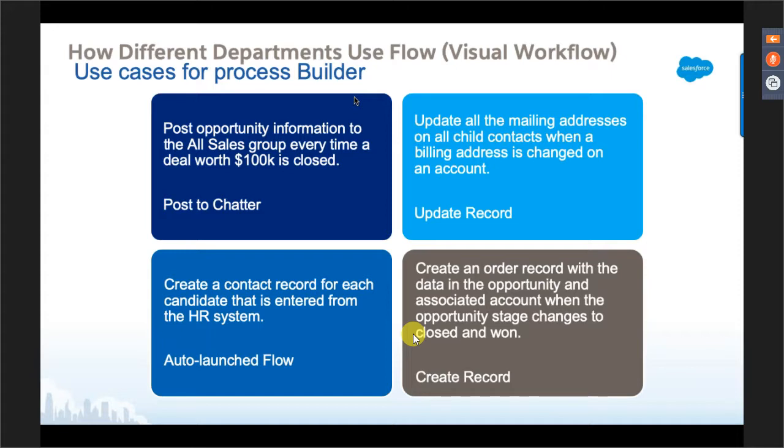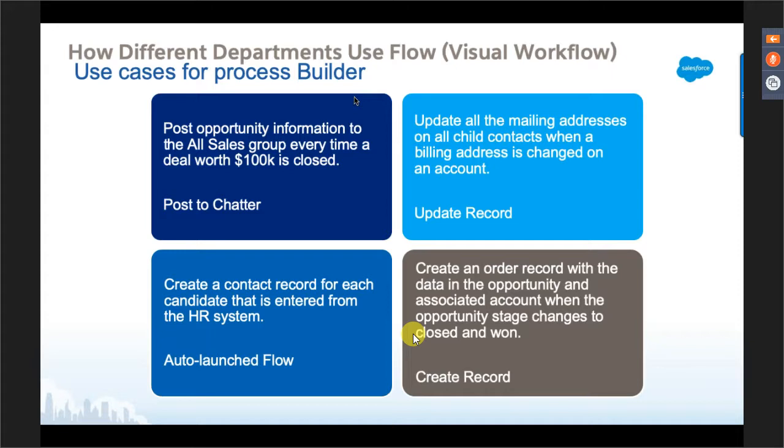On the top right, update all the mailing addresses on all child contacts when billing addresses change for an account. In doing this, we know that, again, both tools work, but we're not going to monitor all accounts. So when we don't monitor or press a special button on all accounts to manually do this, we want it to automatically happen. Updating children records is possible through the process builder.